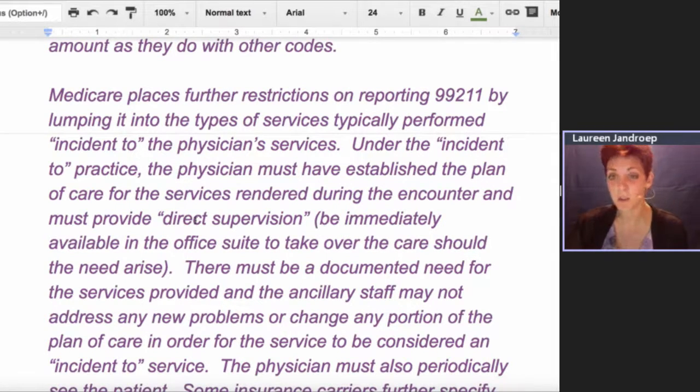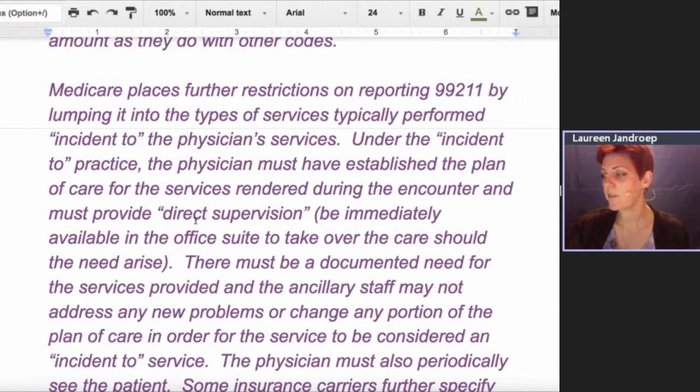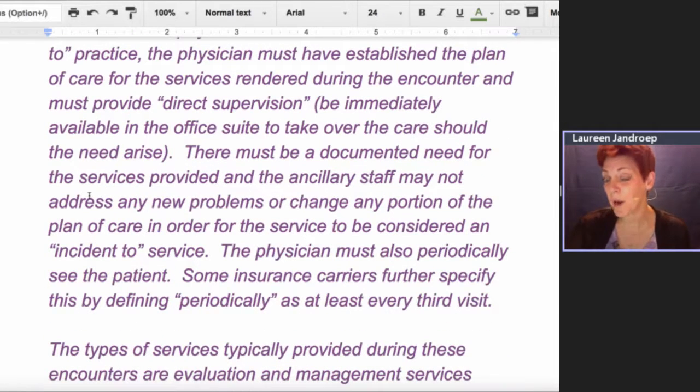And there has to be direct supervision, and it means the physician has to be immediately available in the office suite to take over care should the need arise. There must be a documented need for the services provided, and the ancillary staff may not address any new problems or change any portion of the plan of care in order for the service to be considered incident to. The physician must also periodically see the patient.